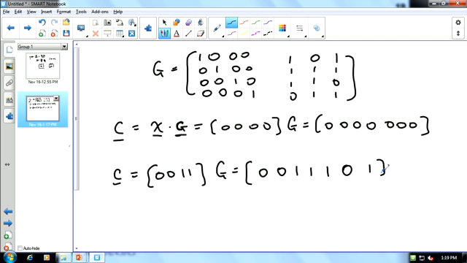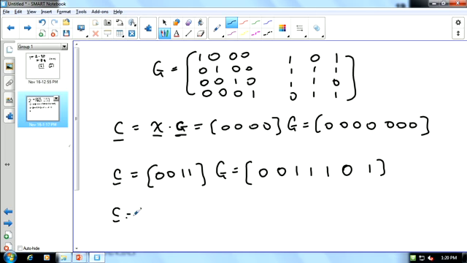Okay, and actually there's an easier way to interpret this, because the first two elements are 0, so the first two rows will always give us 0. Only the third row and the fourth row matter. So what we have is actually the third row plus the fourth row, which will be exactly what we have here. So this code word is the third row plus the fourth row.